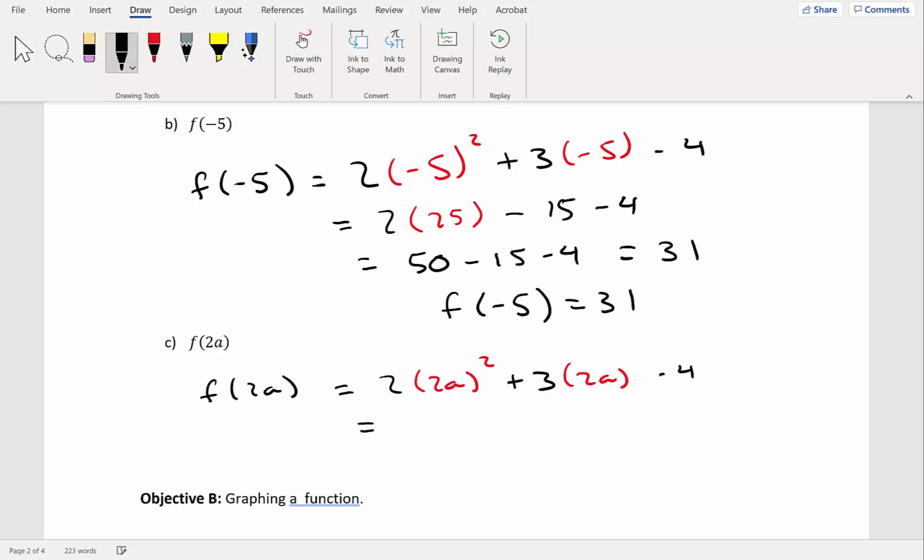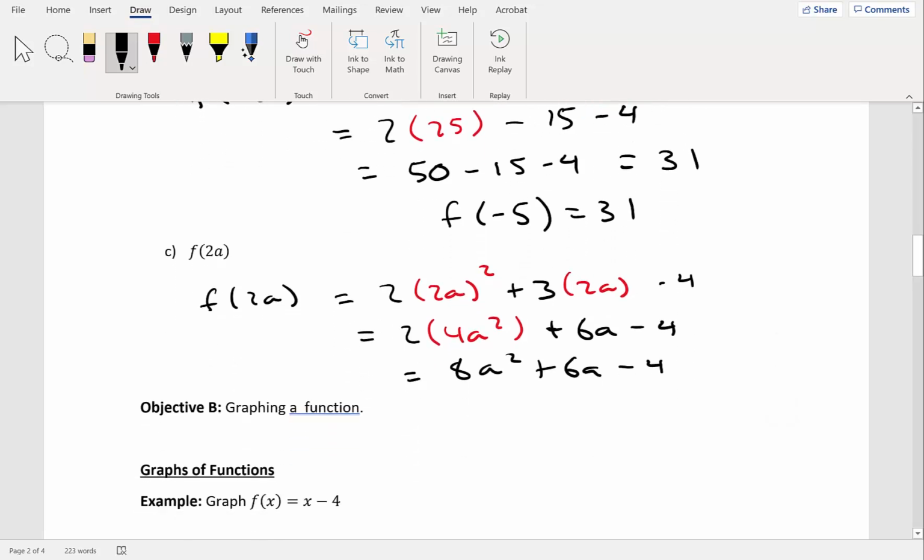Let's go ahead and simplify. So we have 2 times, now 2a raised to the second power, we have to raise the 2 to the second power, and we have to raise the a to the second power. So this gives us 4a squared, and then we have plus, so 3 times 2a gives us 6a, and minus 4. Simplify a little bit further, so 2 times 4a squared gives us 8a squared, plus 6a, minus 4. Okay. So this was evaluating functions for given values.